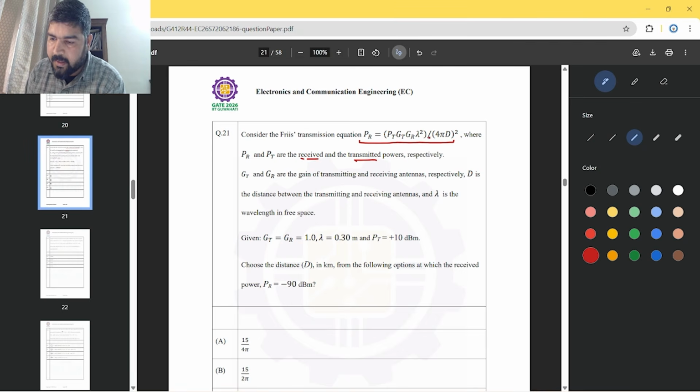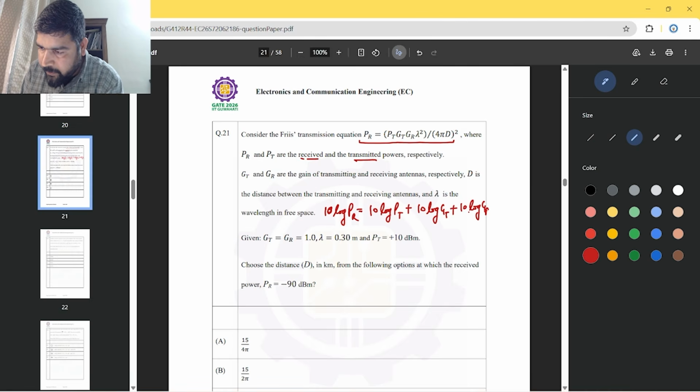Okay, so if I take 10 log on both sides, then this will become 10 log PR, and this will be equal to 10 log PT plus 10 log GT plus 10 log GR plus 20 log lambda, where the 2 will come out. So it will become 20 log lambda minus 20 log 4 pi d. Since GT is 1 and GR is 1, these will become 0.